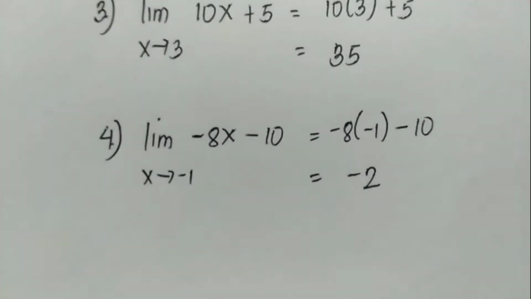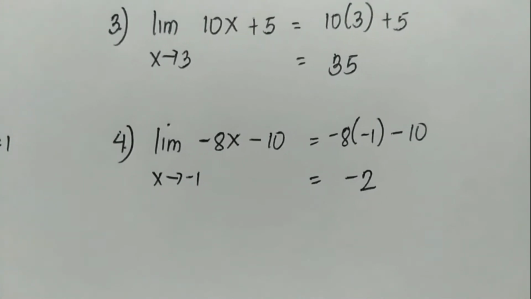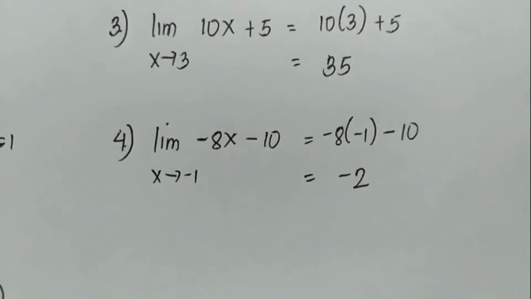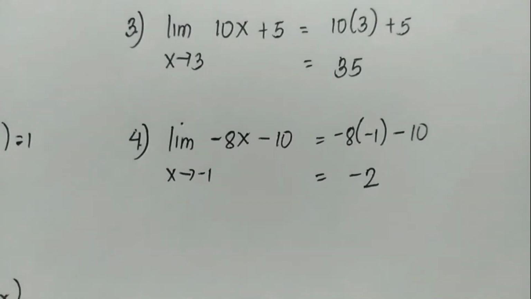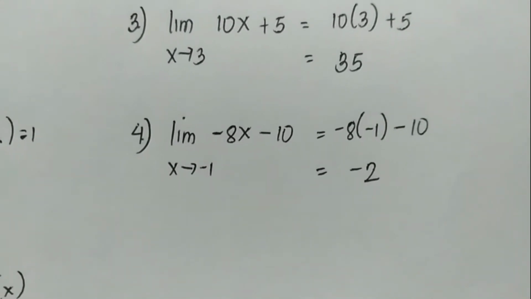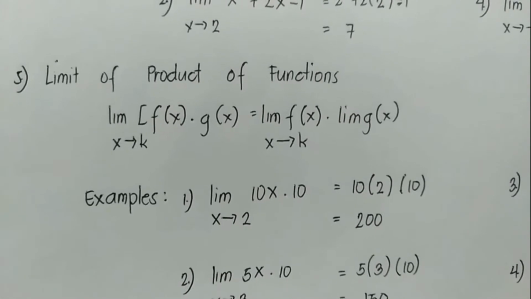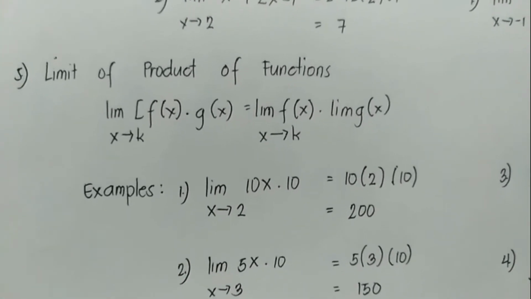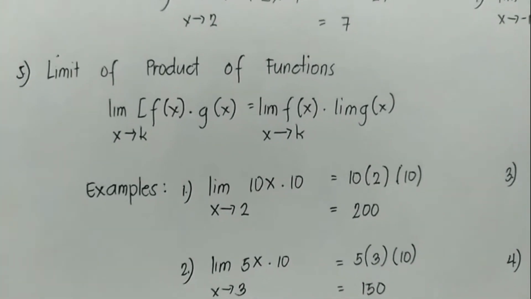Limit of negative 8x minus 10 as x approaches negative 1. So negative 8 times negative 1 minus 10. Negative 8 times negative 1 is positive 8, plus negative 10 is equal to negative 2. Limit of a product of functions. The limit of f of x times g of x is equal to the limit of f of x times the limit of g of x as x approaches k.